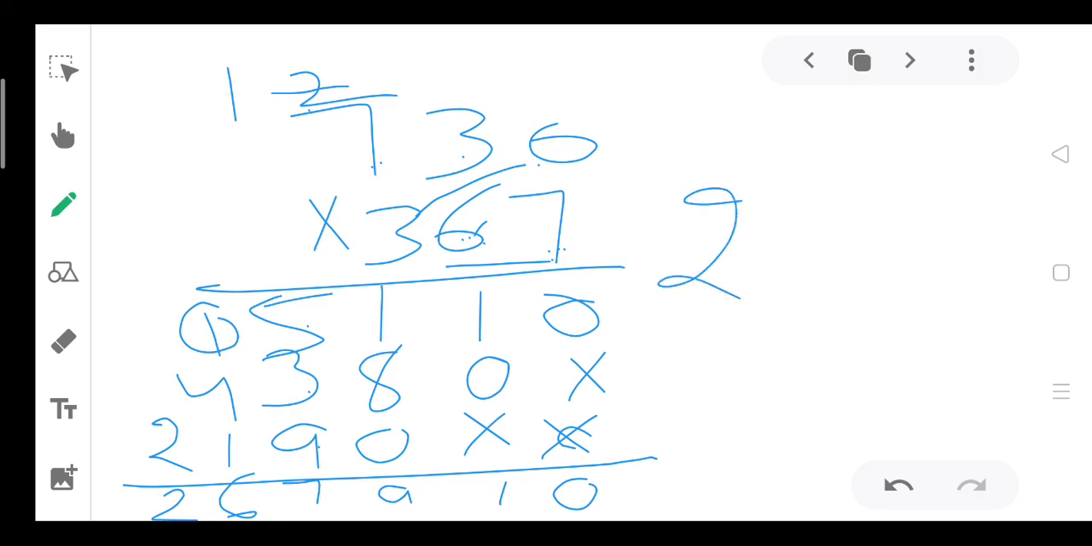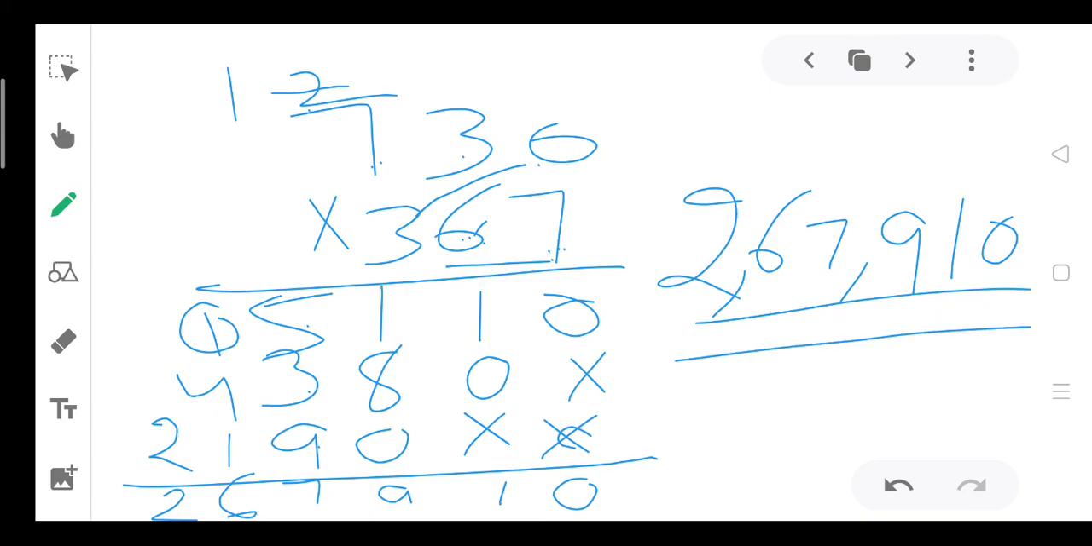So how many breads were baked in 2 years? It is 267,910. And at the end you will write your answer.